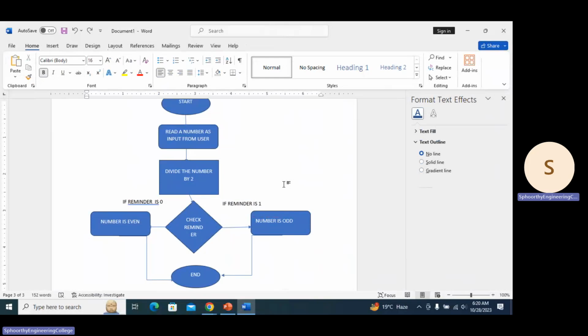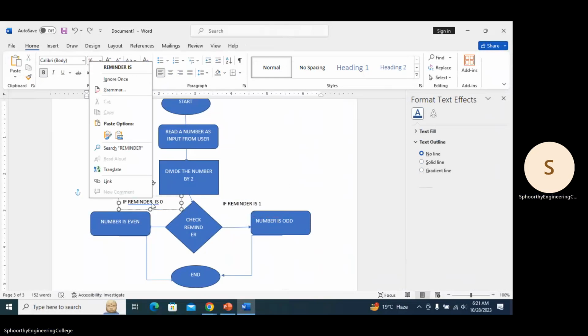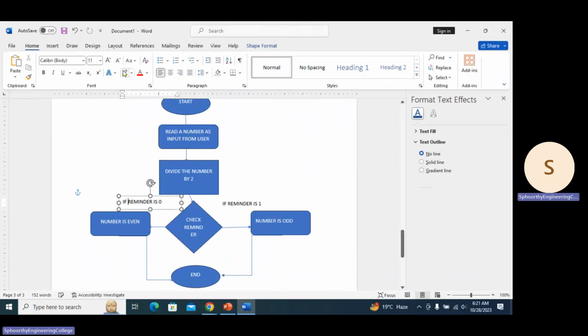So it's pretty clear. Start, read a number as input from the user, divide the number by 2, then a decision box where I'm checking the remainder. If the remainder is 0, what am I doing? I'm printing that the number is even. And if the remainder is 1, what am I doing? I'm printing that the number is odd. After that, what is the next step? After printing the output, you simply terminate the program. So they are connected to the end symbol. This is how we draw a flowchart.